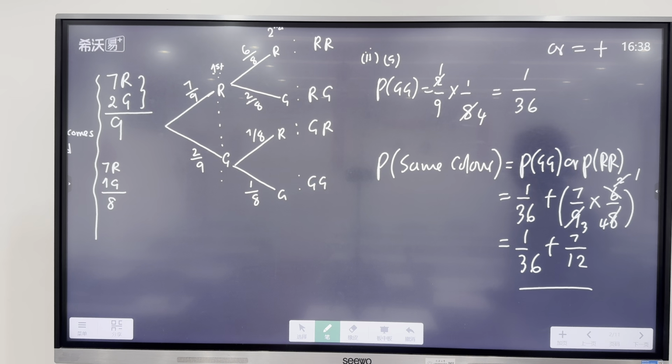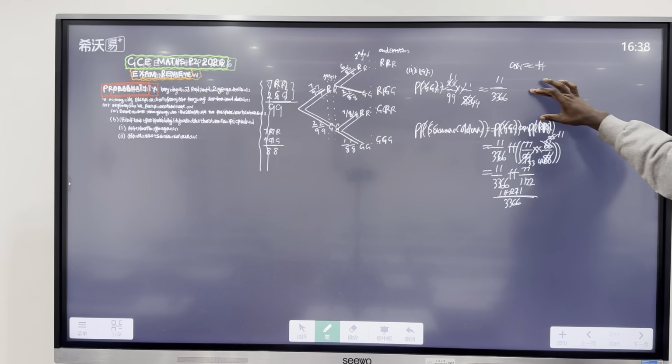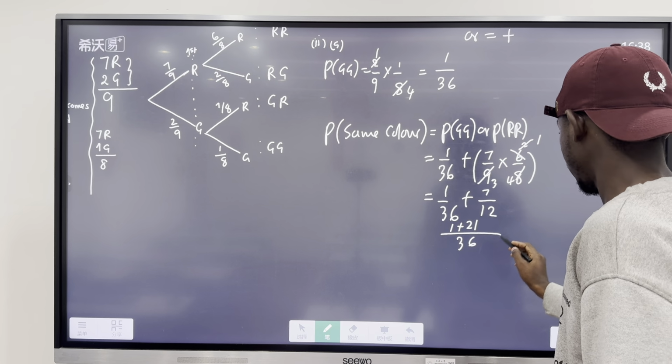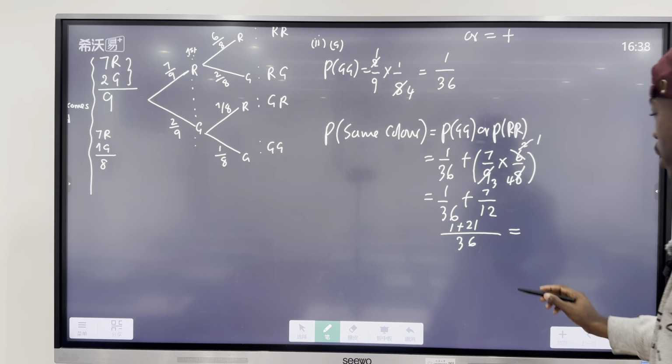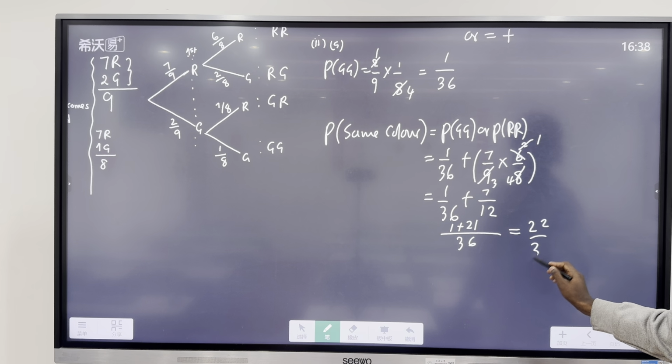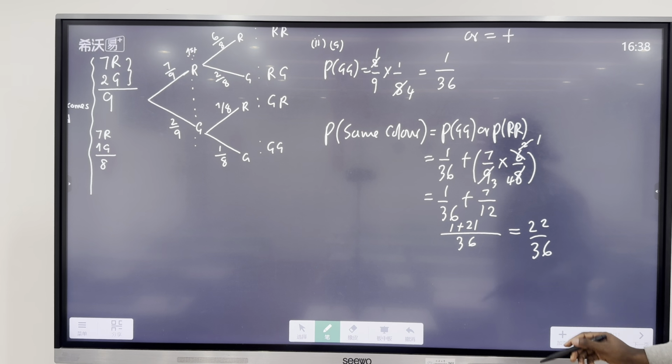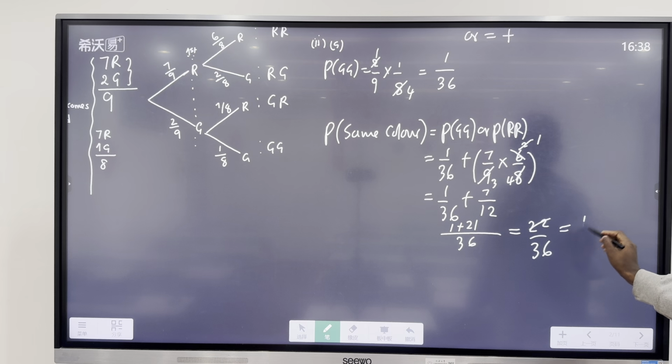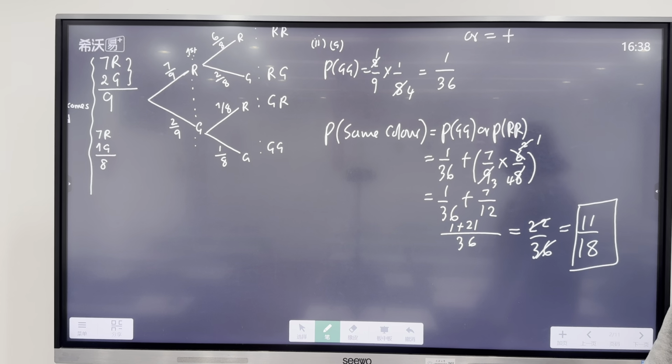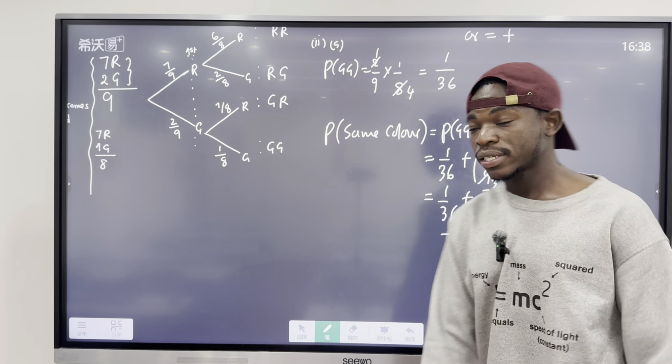And common denominator here is 36. So 36 into 36, 1 times 1, 1. Plus 12 into 36, 3. 3 times 7, 21. Okay. What am I getting here? So I shall get 22/36. But you know that 2 can go in both numbers. So 2 there, 11 out of 18. So this is the probability that the 2 balls picked have the same color.